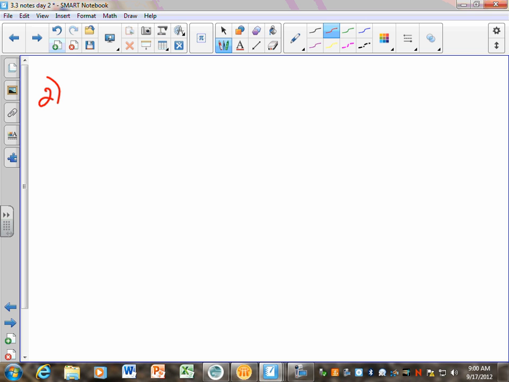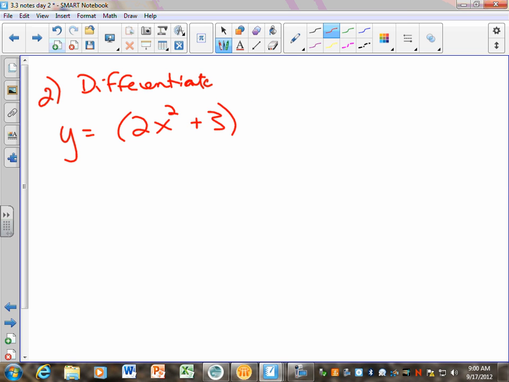Find the derivative. So differentiate. Yes. If y equals 2x squared plus 3 times x to the 4th minus 7.